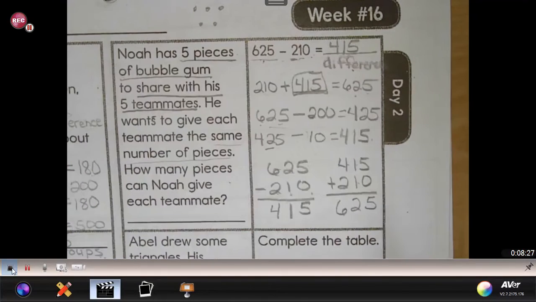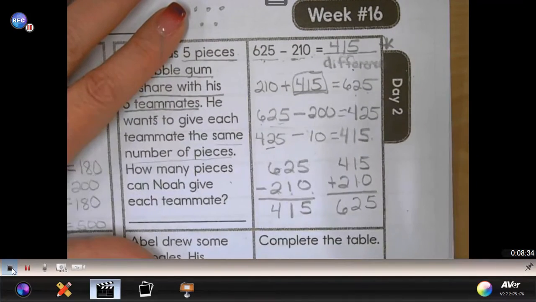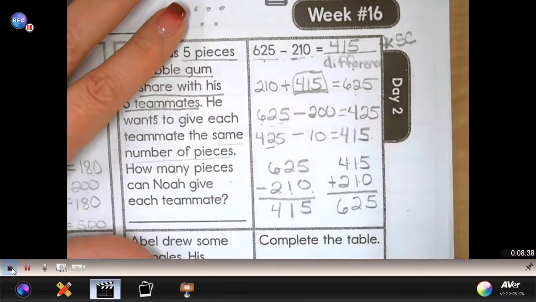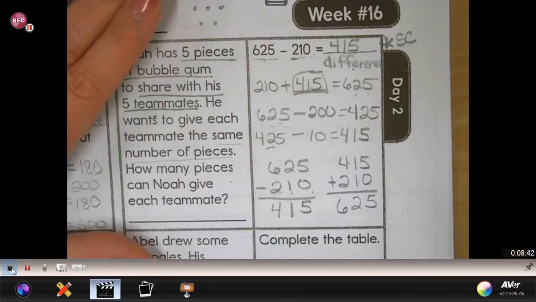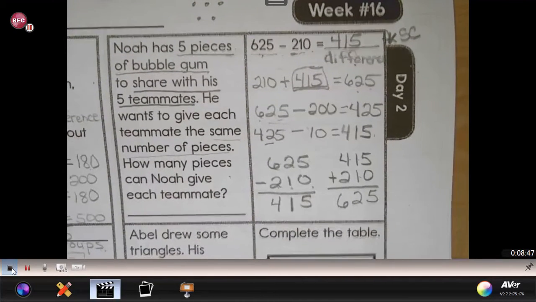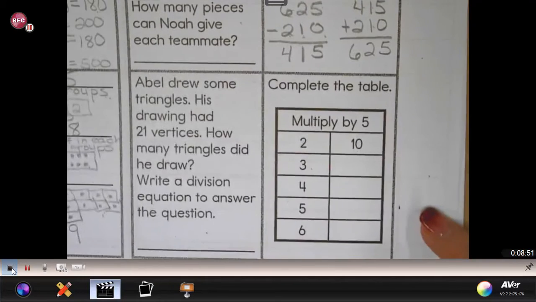So remember that if you do your problem correctly, you're going to put a star. If you had to correct an error that you made, put SC for self-correct. Again, it's okay if we make mistakes. Remember, these are skills that we want to continue to review over and over again so that we get enough practice so that they become very simple.